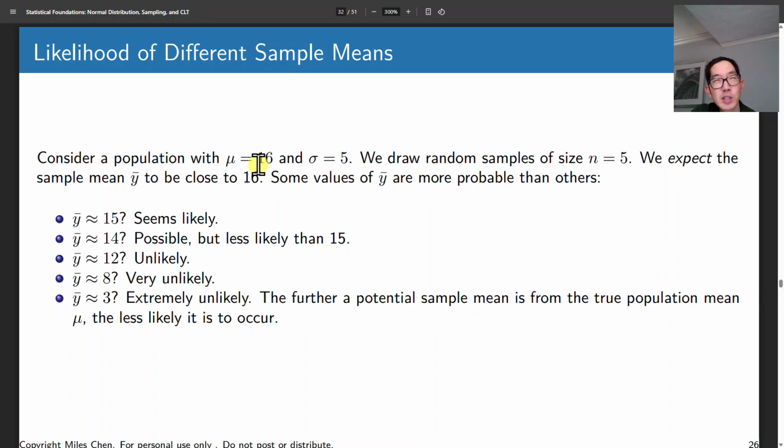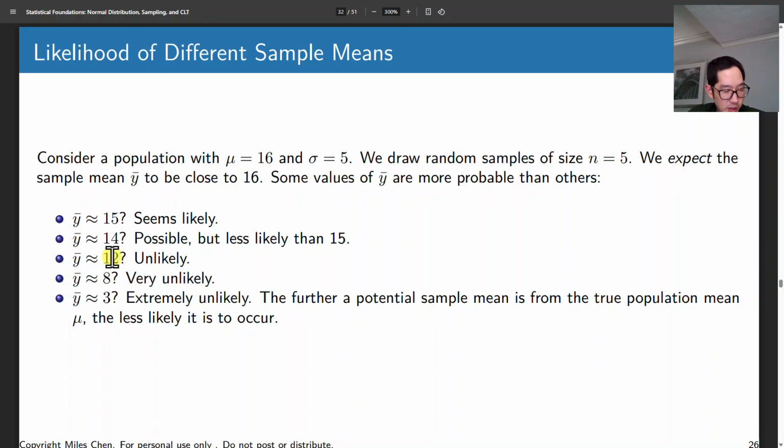And is it possible where I draw 5 random people and the average is only 14? Okay, and that also seems possible, but not as common as getting, say, an average of around 15. Okay, could we draw 5 random values where the average is only 12? Okay, and now that starts to feel unlikely.